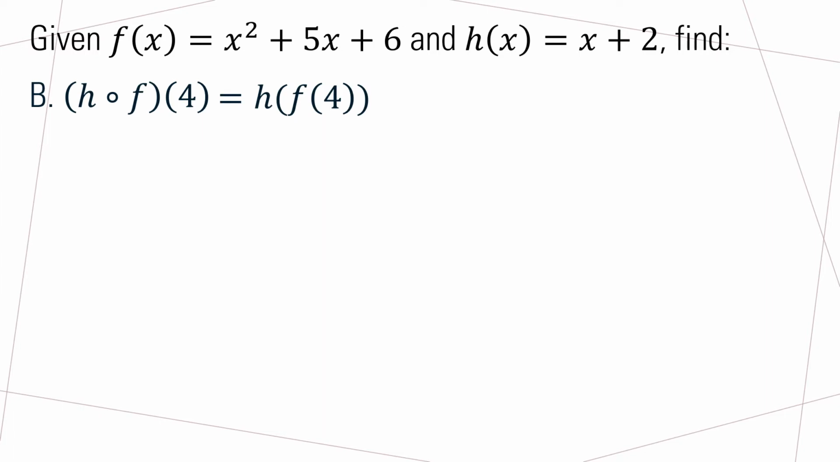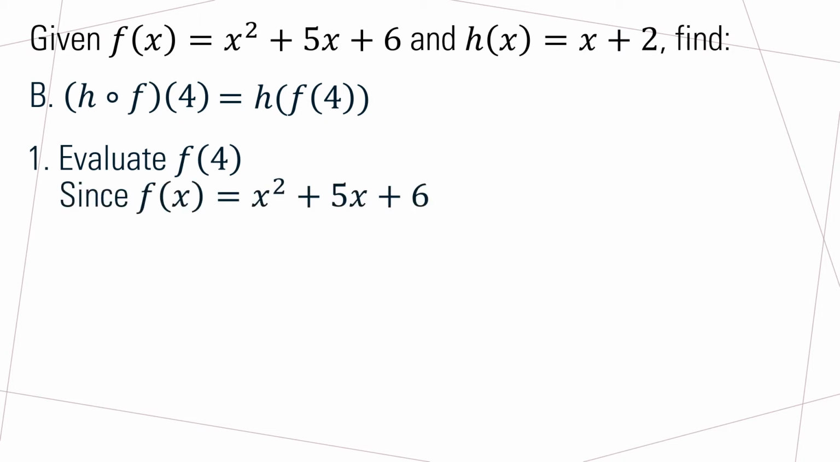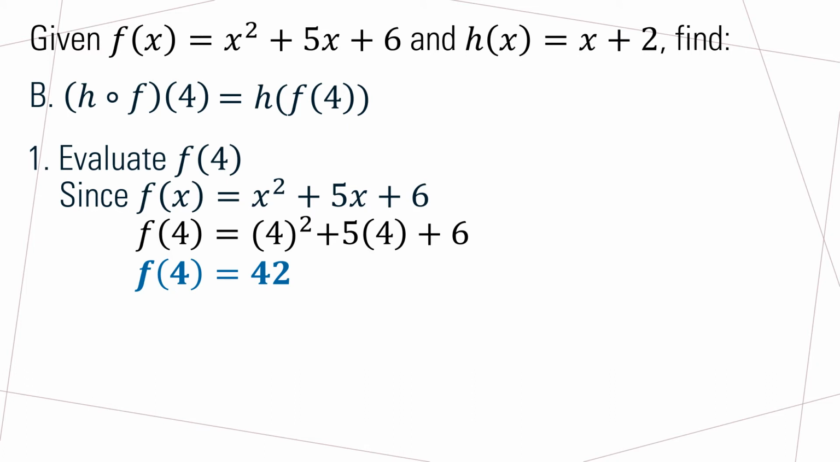Now let us proceed. First, let us evaluate the inner function, which is f of 4. And since f of x is equal to x squared plus 5x plus 6, by substituting 4 to our x, we will have f of 4 is equal to 4 squared plus 5 times 4 plus 6. Simplifying it, our f of 4 is equivalent to 42.